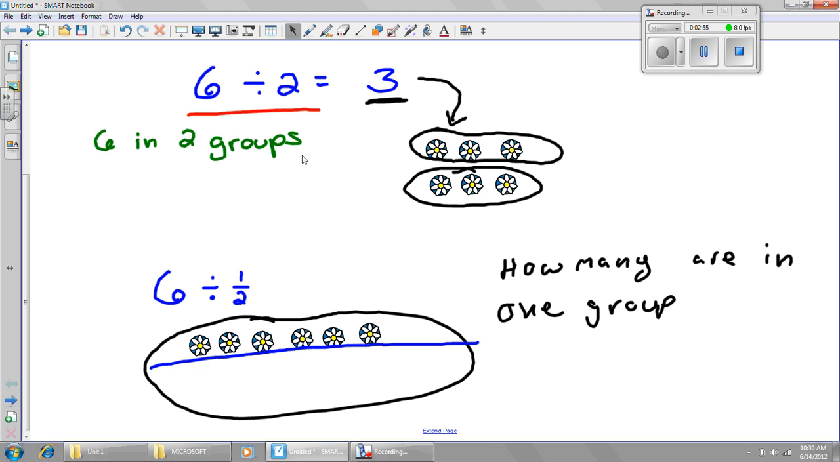I know you guys are so smart. You can tell me, well, of course, Mr. Lawrence, there are 12 in one whole group. And so therefore, 6 divided by 1/2 is the same as 12. Well, do you know another way to use 6 and get 12, especially with that denominator? Yeah, that's right. 6 times 2 is 12.